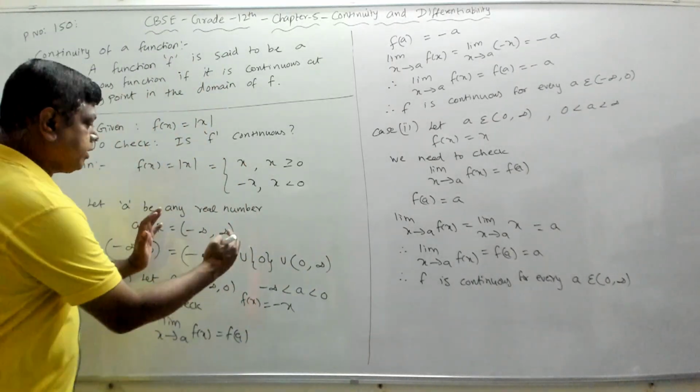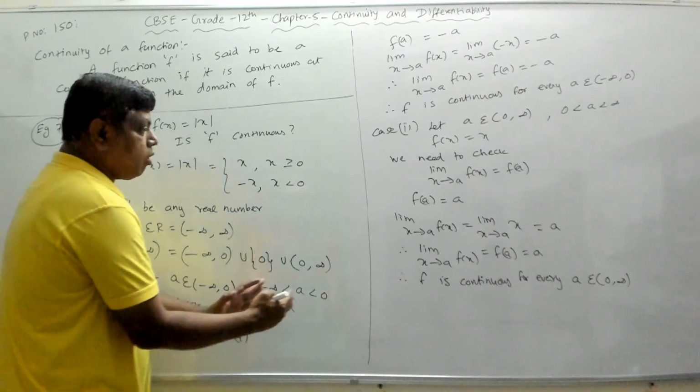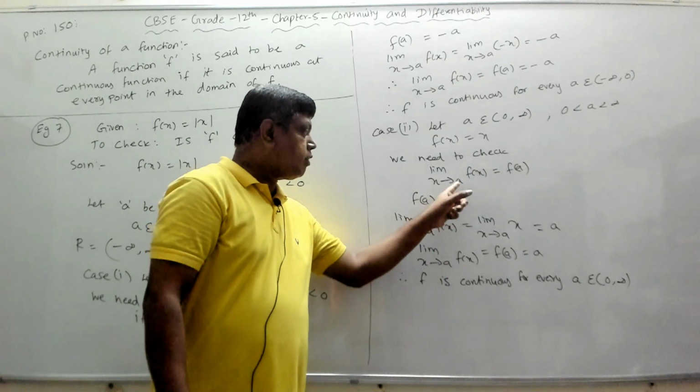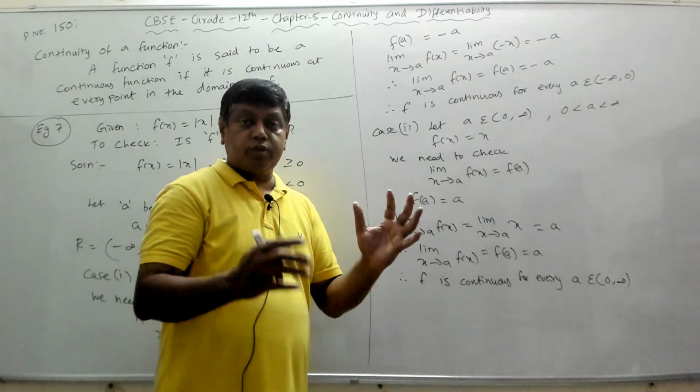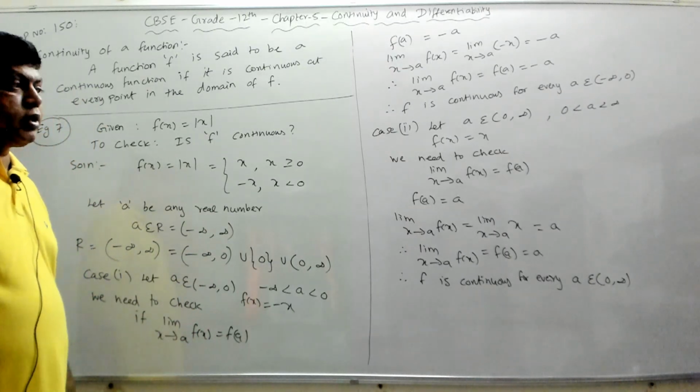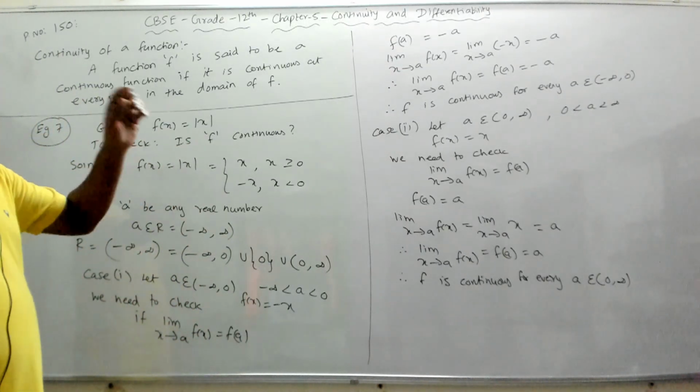Here we have a group of points, all negative numbers. Here all positive real numbers. So that's why we did not put a particular value for a, because here a denotes the set of all positive real numbers. Here a denotes the set of all negative real numbers. Now we need to check at the point x is equal to a.